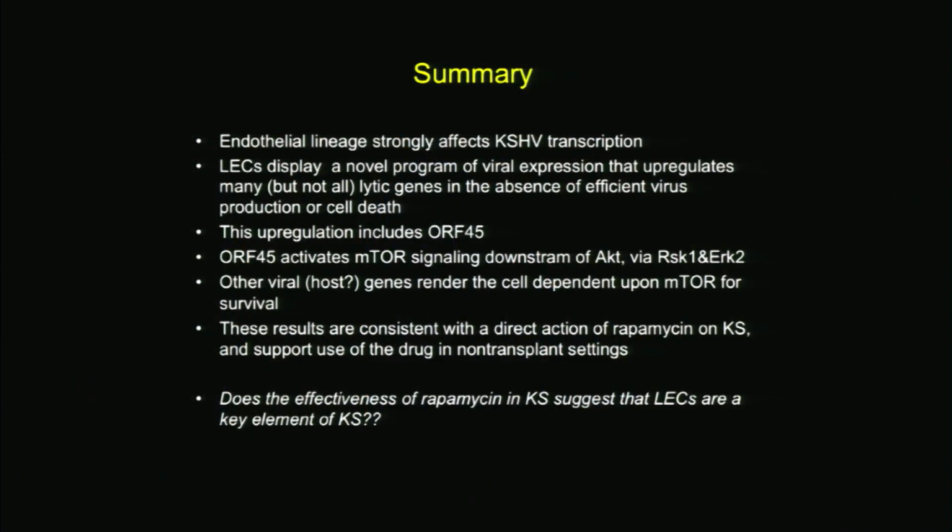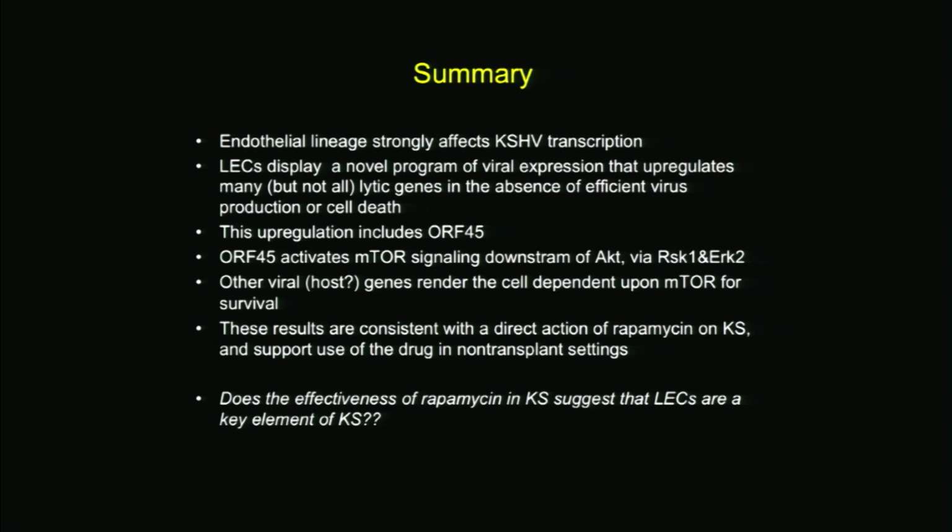So I'll just close by trying to tell you what the main take-home messages are here. First of all, endothelial lineage strongly affects KSHV infection. It affects it at the level of the transcriptional program, that LECs display a very deregulated form of transcription that's not been seen before in any other herpes viral infection, and it is a violation of the sort of dualism that textbooks teach about latency and lytic reactivation. That upregulation includes ORF45, which activates mTOR signaling, and secondary events downstream of that cause the cells to be dependent on mTOR. So what does this mean for KS?